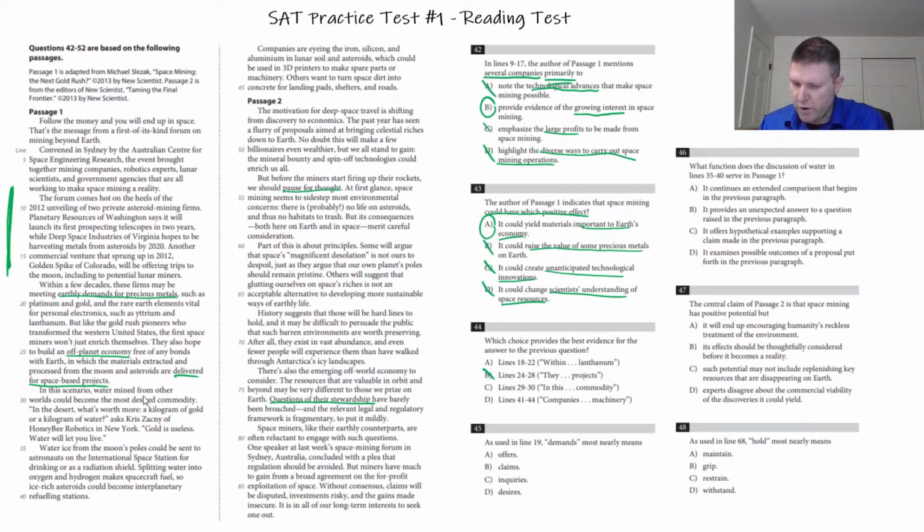"In this scenario, water mined from other worlds could become the most desired commodity." Is that illustrating that it could yield materials important to Earth's economy? No, it's not. And then 41 through 44. "Companies are eyeing the iron, silicon, and aluminum in lunar soil and asteroids, which could be used in 3D printers to make spare parts or machinery."